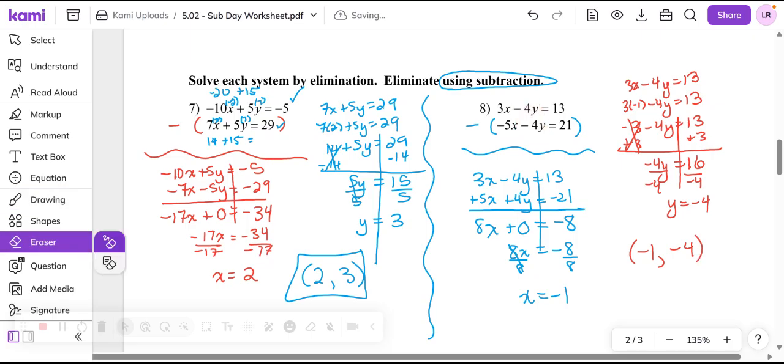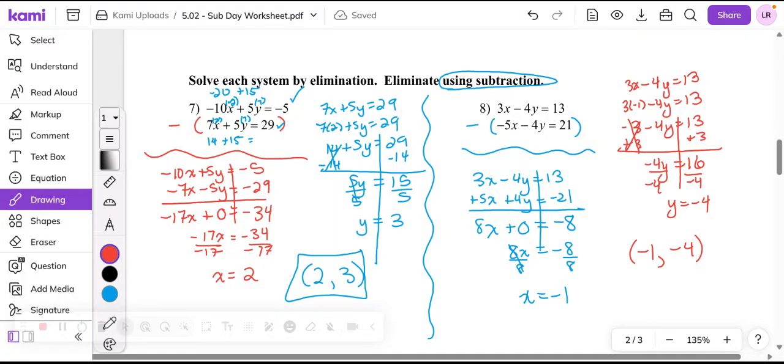The only way to check that is to plug it back in. So x is negative 1, so 3 times negative 1 is negative 3. Y is negative 4. Negative 4 times negative 4 is positive 16. And that does equal 13. If I test the other one, negative 5 times negative 1 is 5.